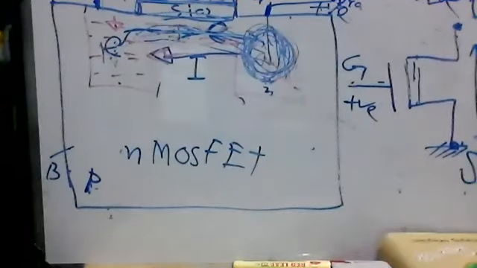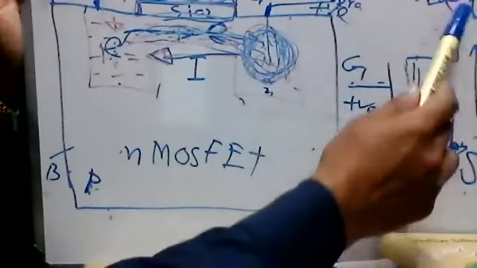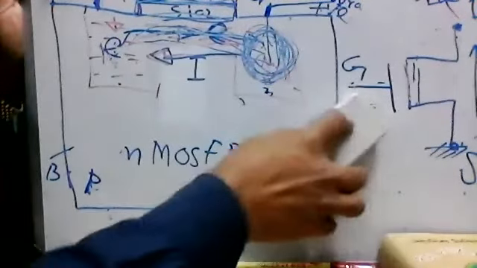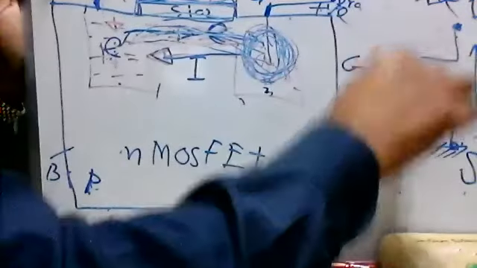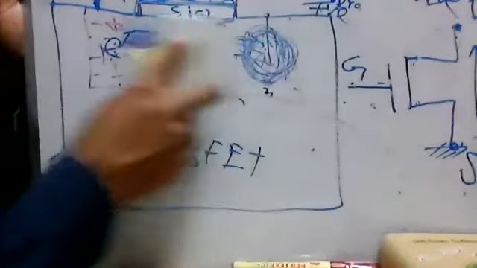You understand the NMOS operation? Yes, sir. Yeah. So now what happened? When we put the positive voltage at the gate, the current will flow. And if we don't put any voltage at the gate, then there'll be no channel and no current, right? You see, if we don't put any voltage at the gate, there'll be no channel here.